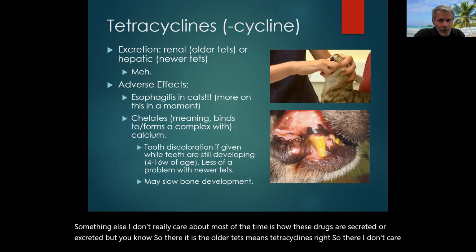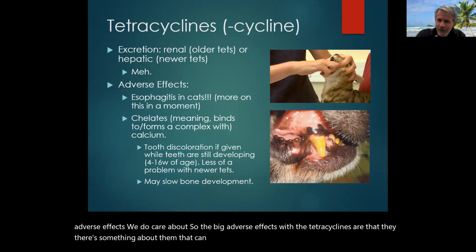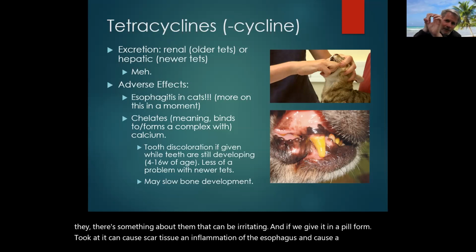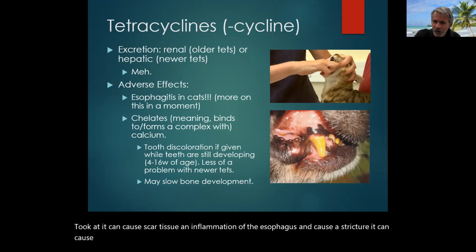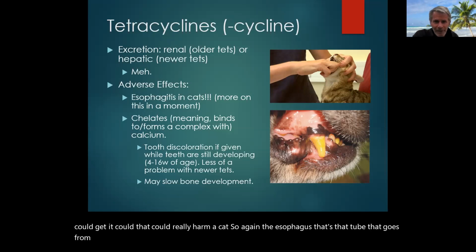Adverse effects we do care about. So the big adverse effect with the tetracyclines is that there's something about them that can be irritating. And if we give it in a pill form to a cat, it can cause scar tissue and inflammation of the esophagus and cause a stricture. It can cause the esophagus to get kind of narrow and form scar tissue. So that could be bad. That could really harm a cat. And again, the esophagus, that's that tube that goes from your mouth to your stomach.